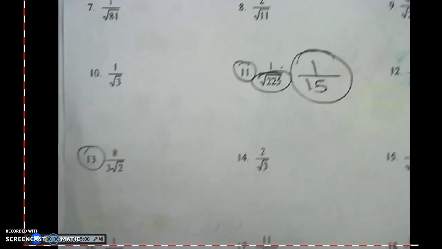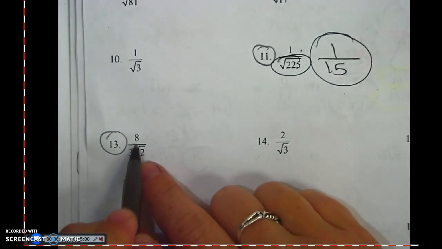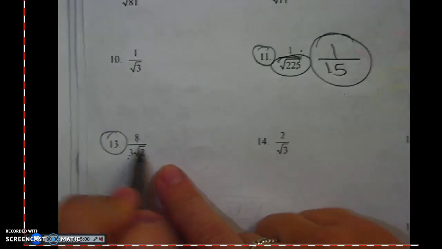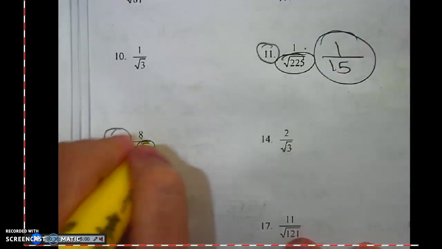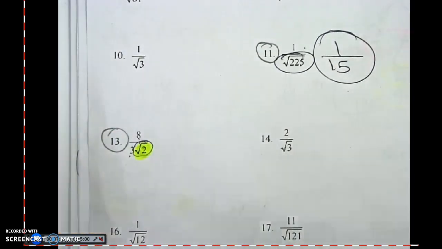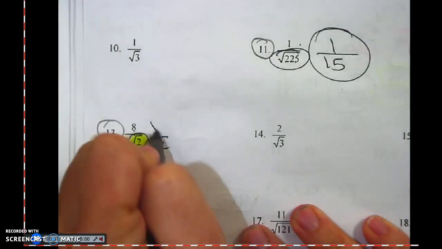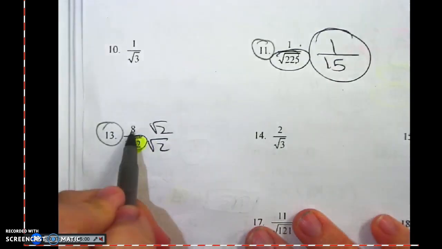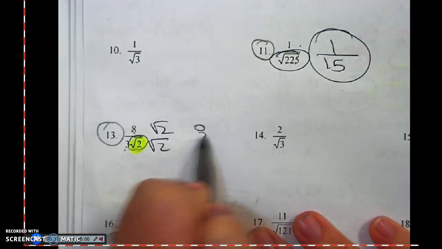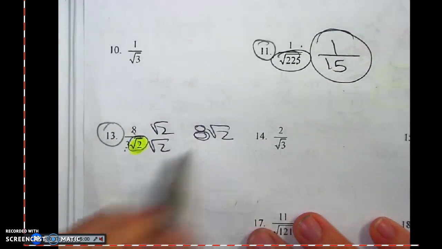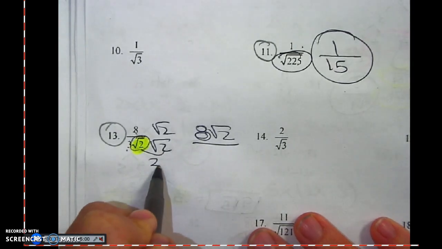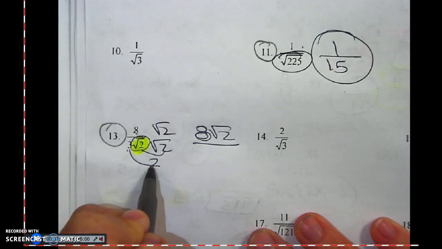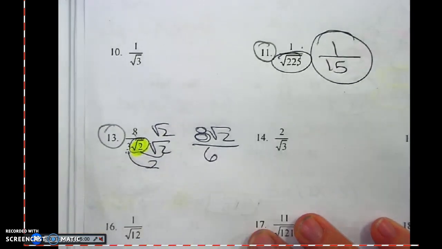All right, let's look at number 13. The 8 is fine, the 3 is fine, but what makes it not fine is that rad 2. Since it's the square root of 2 that makes it not acceptable, that's what I need to get rid of. That's what I multiply by itself. So 8 times rad 2 is 8 rad 2. Now here's where it gets a little tricky. Rad 2 times rad 2 is 2. But then there's a 3. So 3 times 2 is 6.